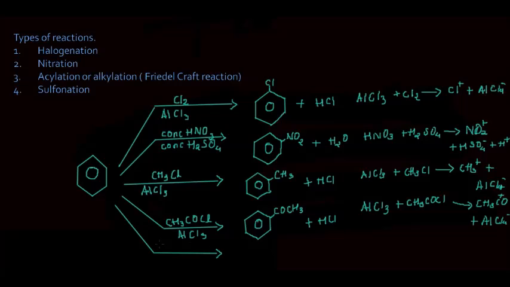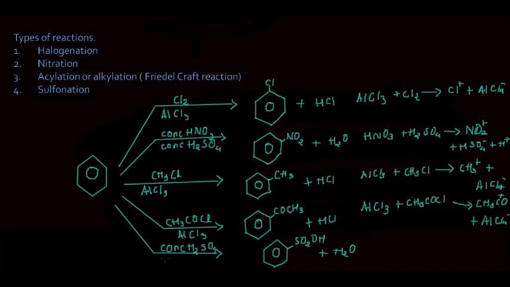Sulfonation of benzene, the main reagent is concentrated sulfuric acid, H2SO4. Now in this reaction, when sulfuric acid reacts with the benzene, it's actually the sulfur which is making a bond with carbon. So the group added to benzene will be SO2OH, and the byproduct will be water.